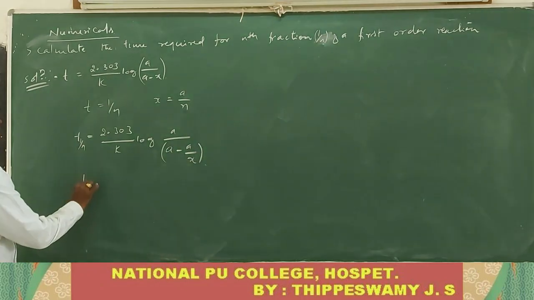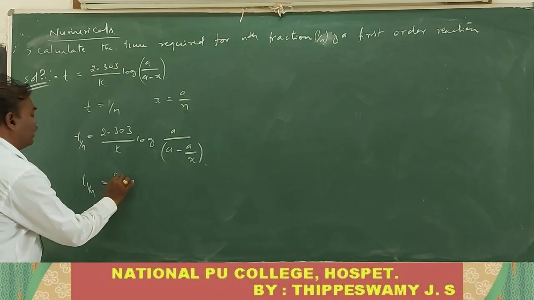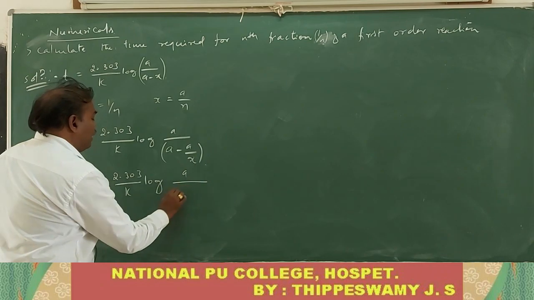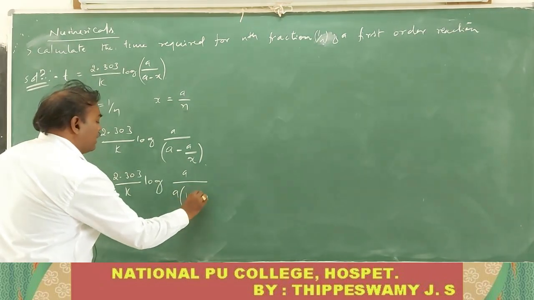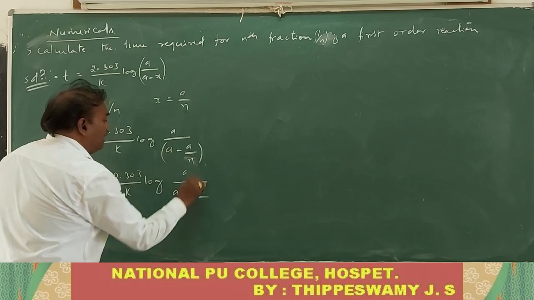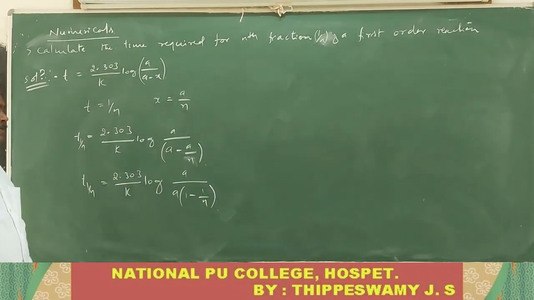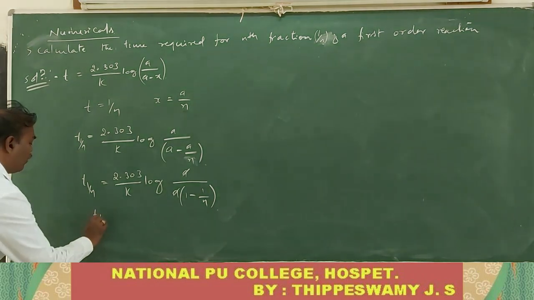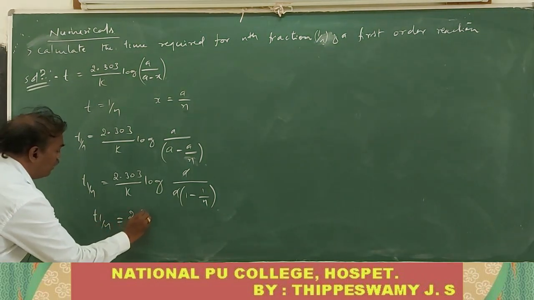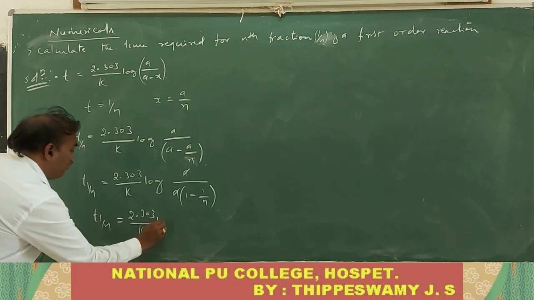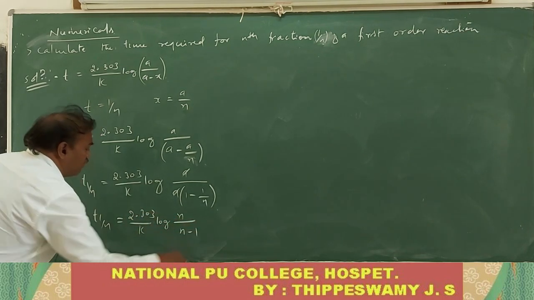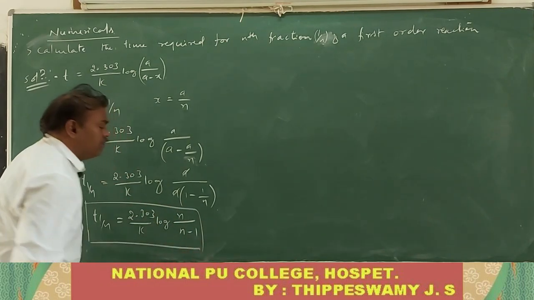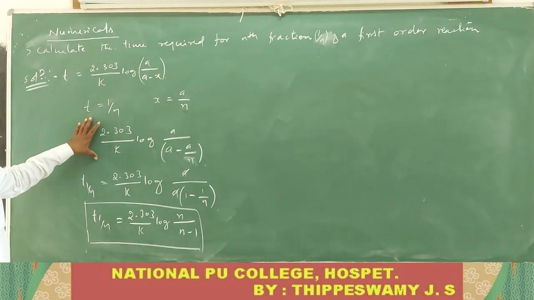Similarly, t1 by n is equal to 2.303 by k into log of a divided by, you take a common factor, it can be written as 1 minus 1 by n. So a and a get cancelled. Now we can write t1 by n is equal to 2.303 by k into log of n divided by n minus 1. So this is one of the relations we can take, or one of the numericals we can take regarding first order reaction.